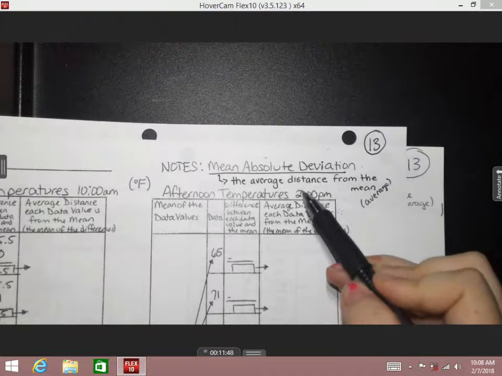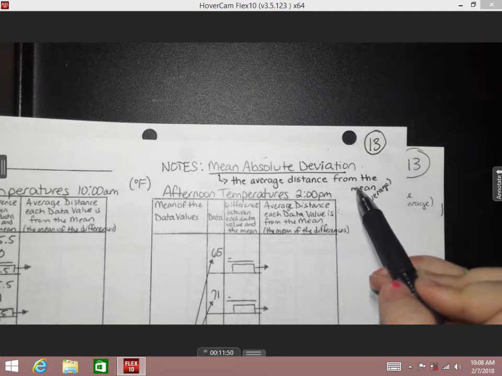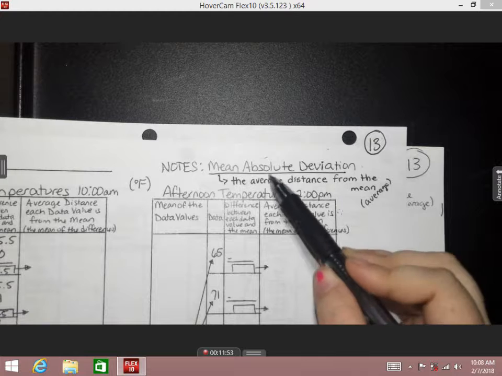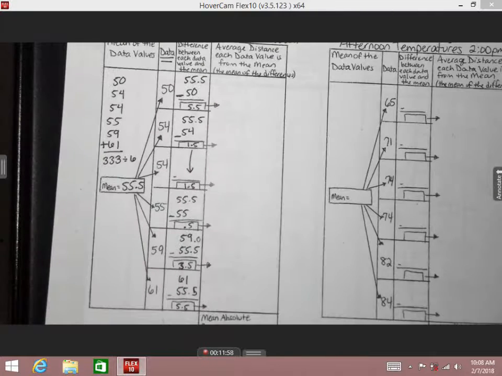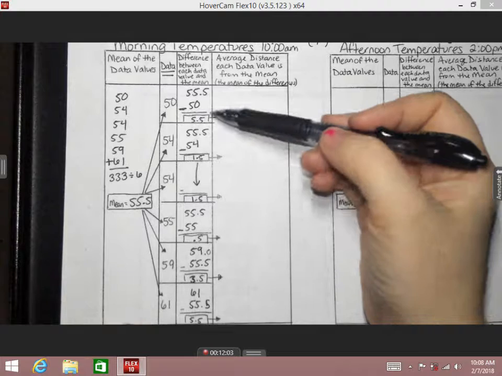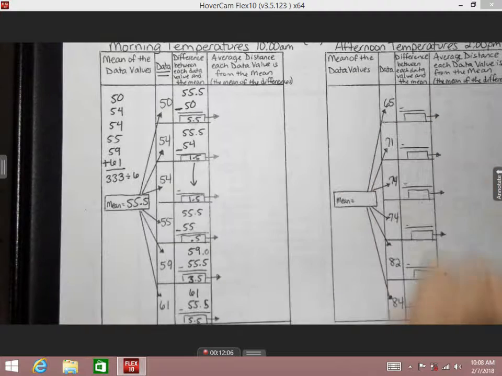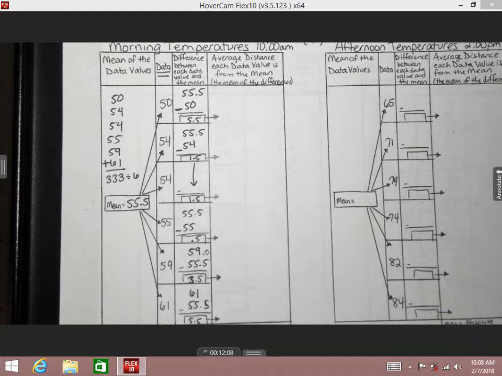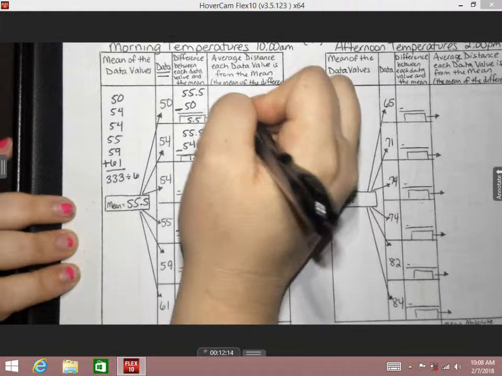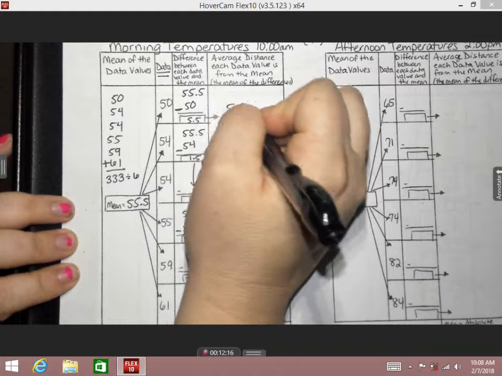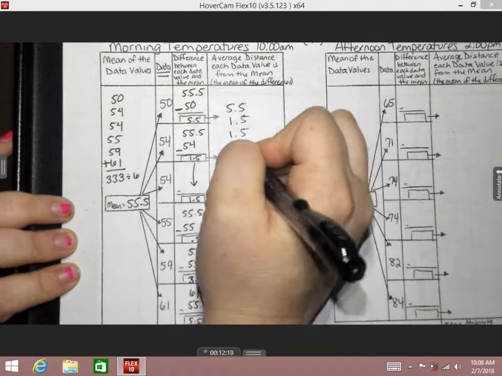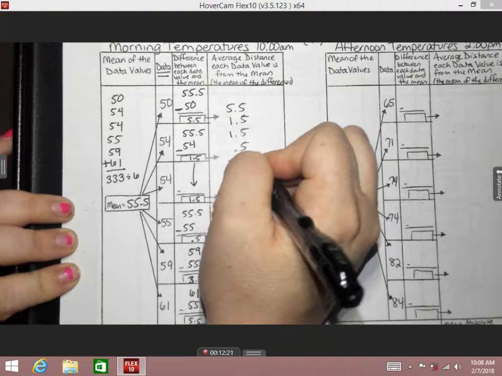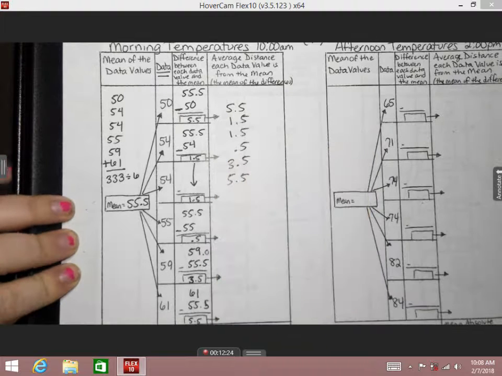do I know all of my distances from the mean? Yes. What's the last thing I need? The average. What does it mean if I'm finding the average? What's another word for that? The mean. So guys, you just created 6 new numbers. And with those 6 new numbers, we're going to find the mean. All right? So, how do I find the mean? Add them all up. So, 5.5, 1.5, 1.5, 0.5, 3.5, 5.5. You notice how I lined up my decimals?